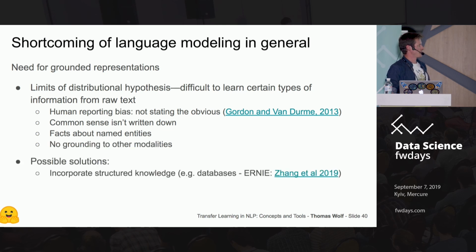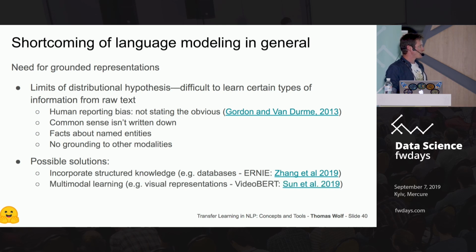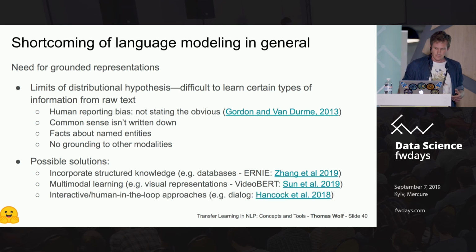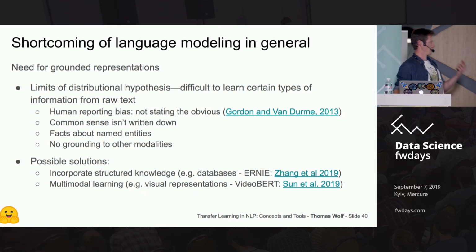And the possible solutions that are starting to emerge are to go beyond language modeling and to incorporate other sources of information. There can be databases, like this nice work called ERNIE. They can be multimodal visual representations. There is a work called VideoBERT that tries to use video also. And there are many others, but I didn't put all of them here.